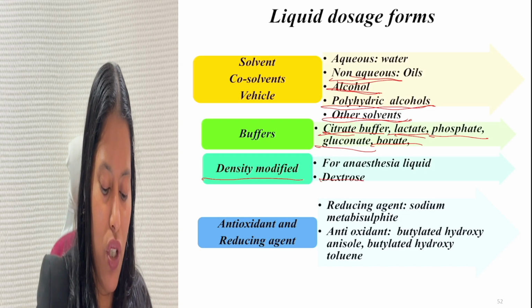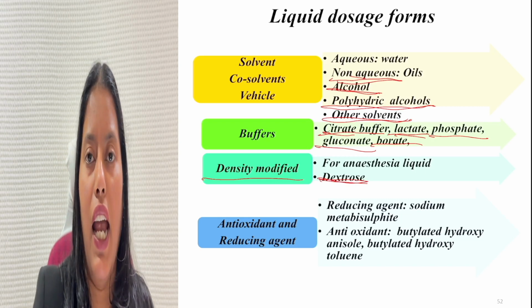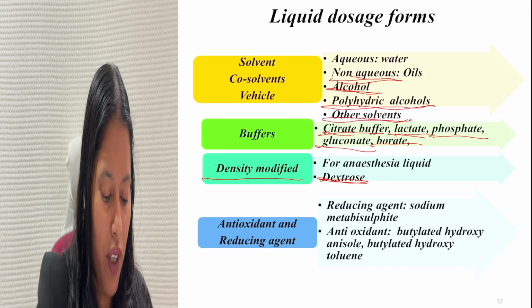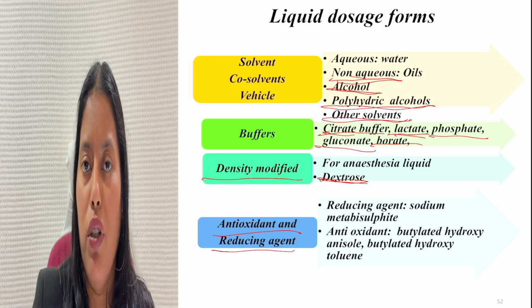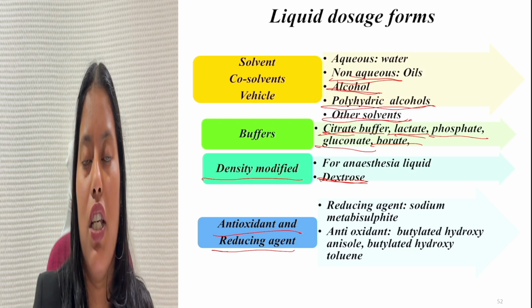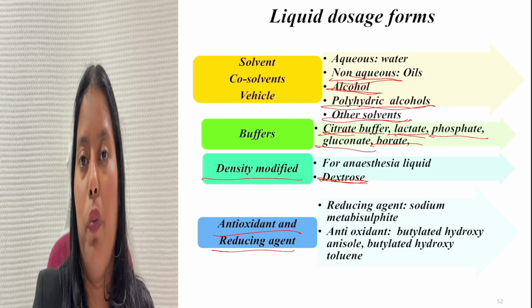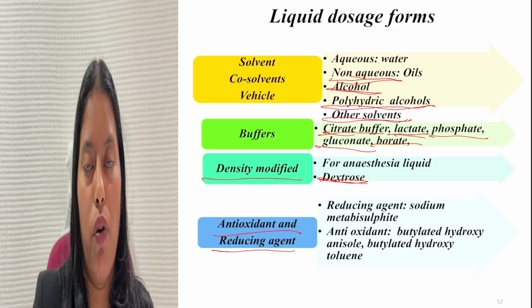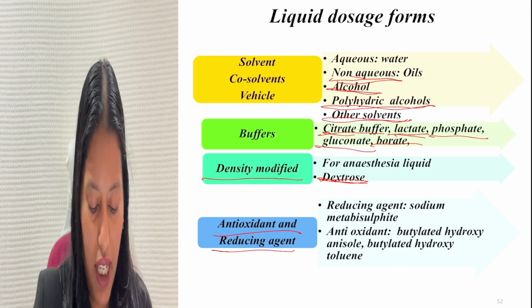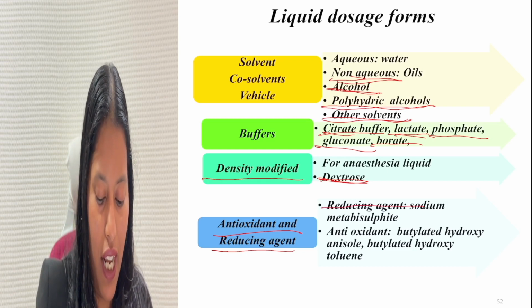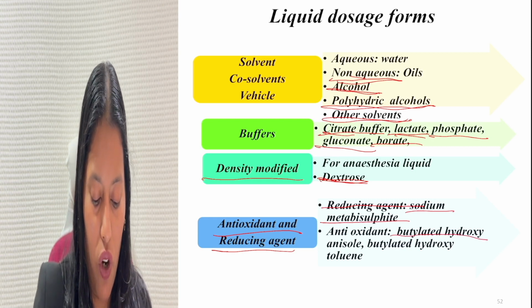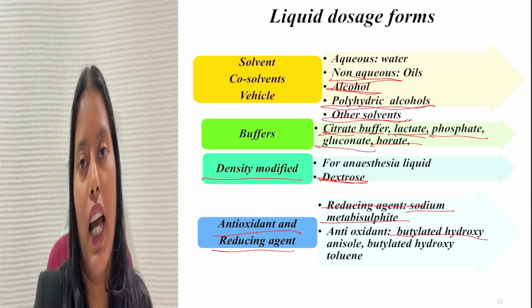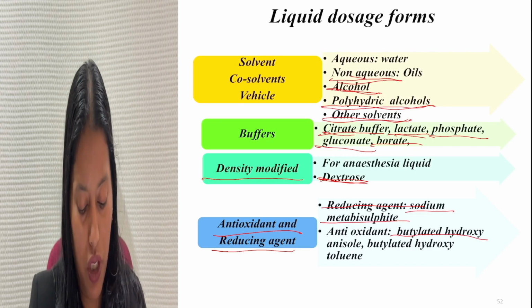So dextrose is used to maintain the density and used as a density modifier. You have antioxidant and the reducing agent. As I have told you, the oxidation may cause the degradation of drug due to present air in the headspace of the bottle, and to prevent the oxidation, oxidizing agents and reducing agents are added. So various reducing agents like sodium metabisulfite and antioxidants like butylated hydroxyanisole and butylated hydroxytoluene are used.